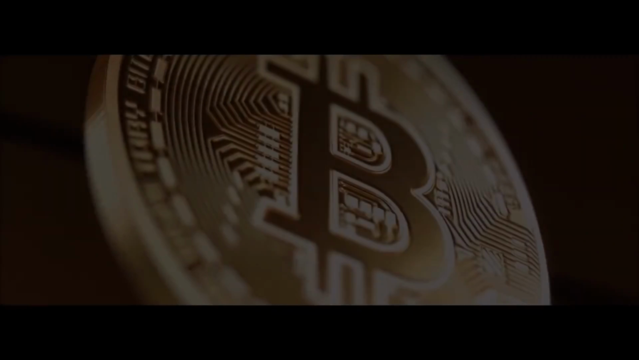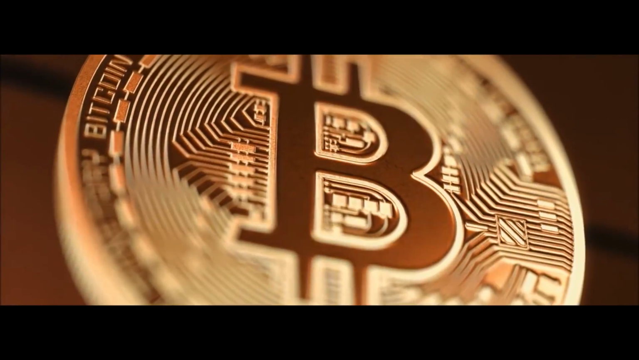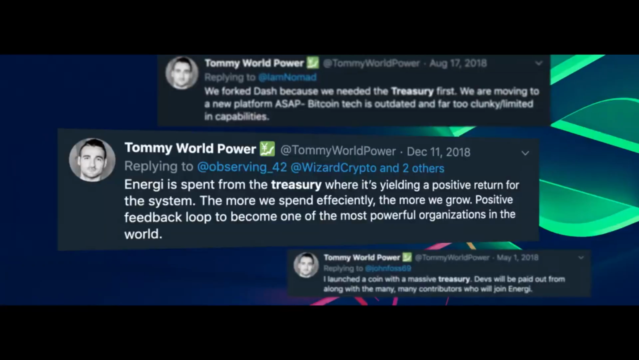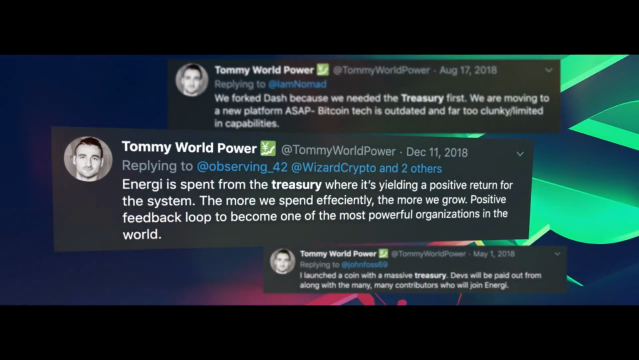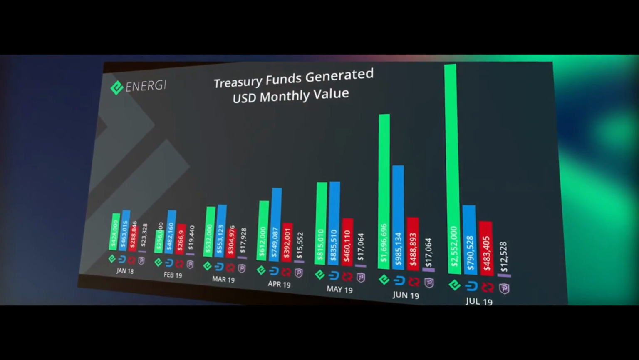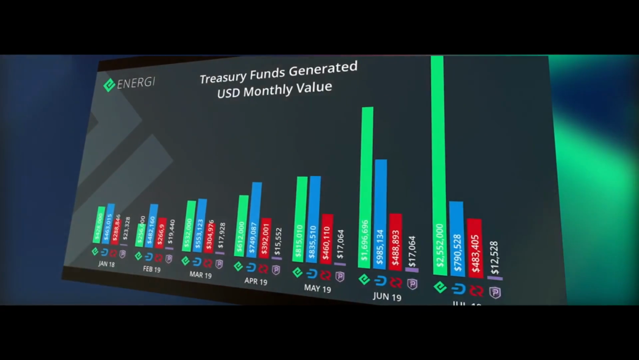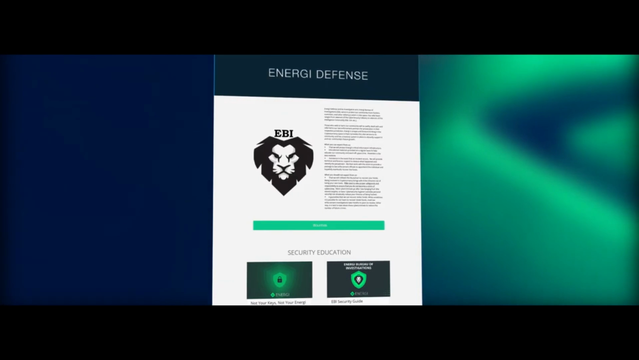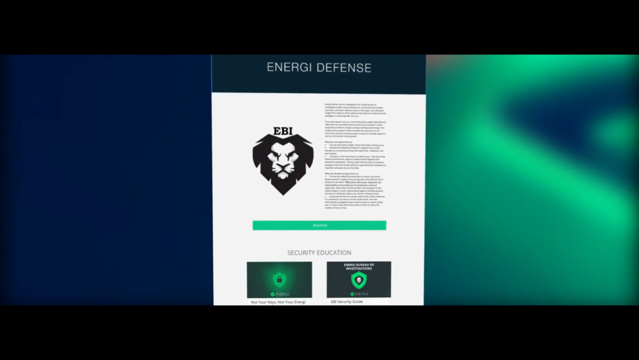If you imagine Bitcoin with our type of treasury system, they'd have billions of dollars to spend per year. This is something I've been saying since before Energi was even launched, and Energi has that, an extremely strong treasury to drive our growth, to expand our network, expand our capabilities, and provide services like defense for our users, which I don't know any other cryptocurrency doing that.